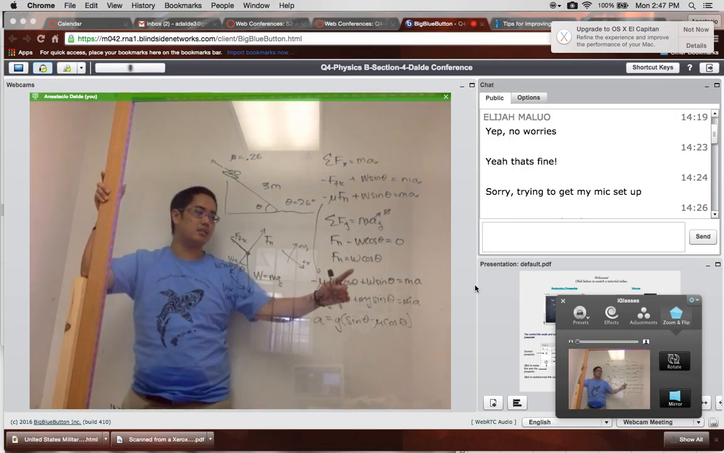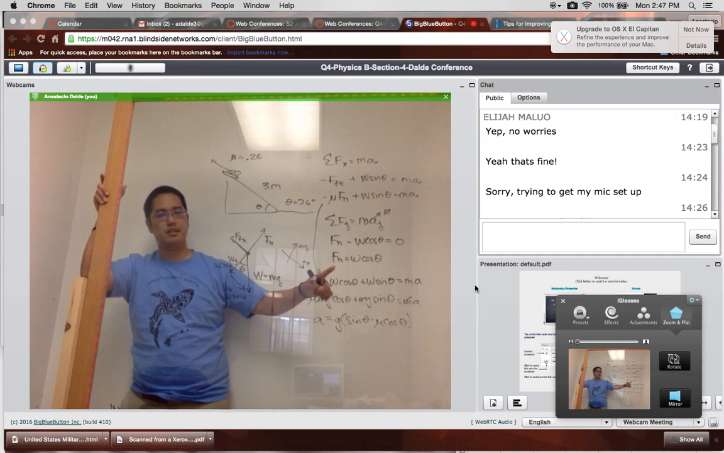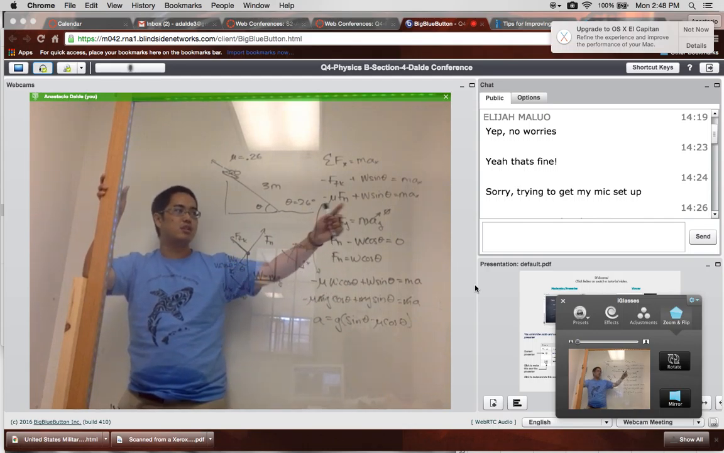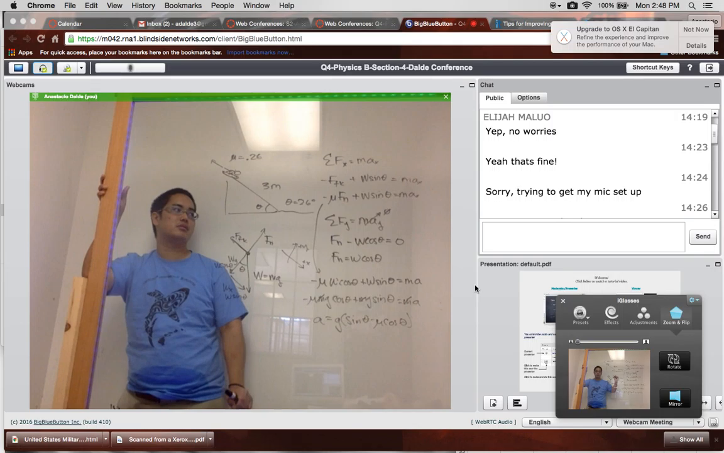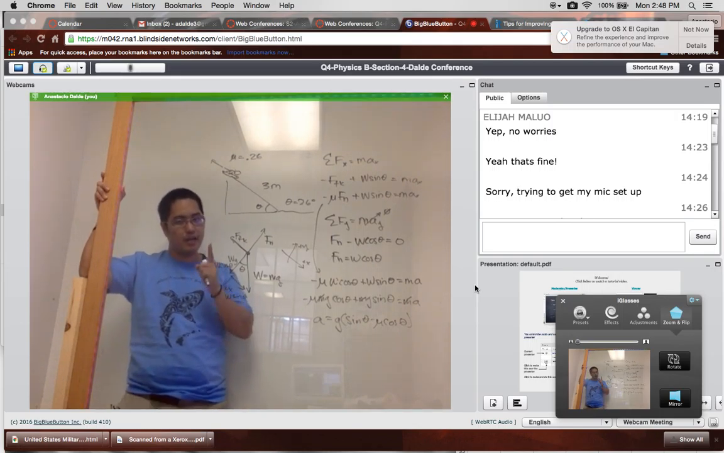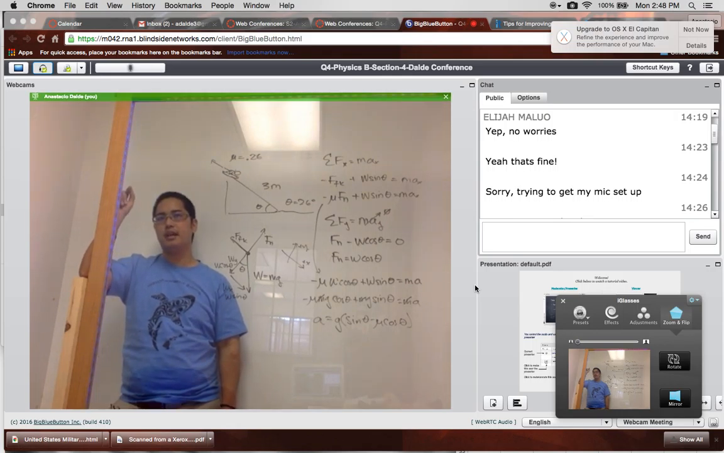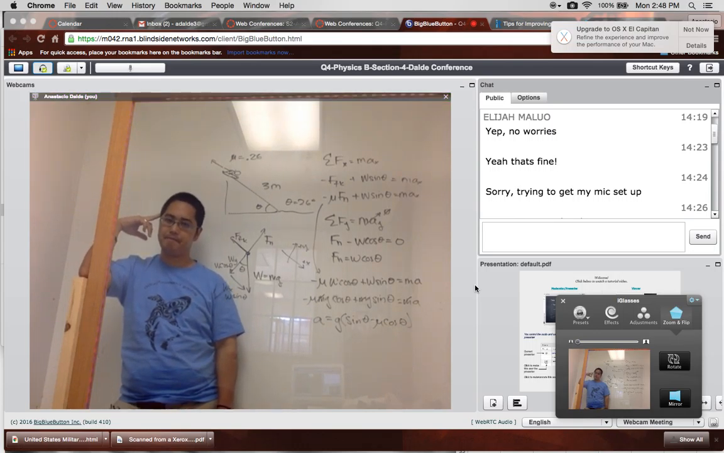Because the bigger the mass of the object, the bigger W cosine theta is. That means your normal force is big, and if your normal force is big, then mu times that normal force is even bigger. So I would say going slower, right? But on the other hand, a much more massive object has more inertia, so it's harder to stop. So I would say going faster.